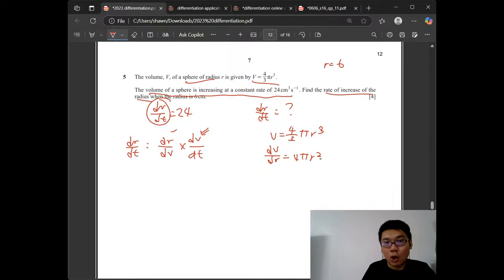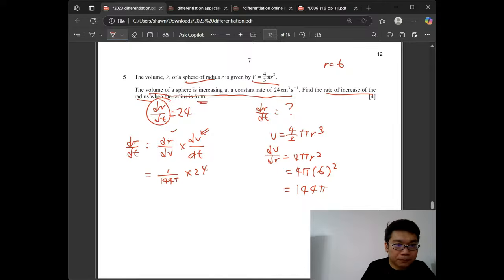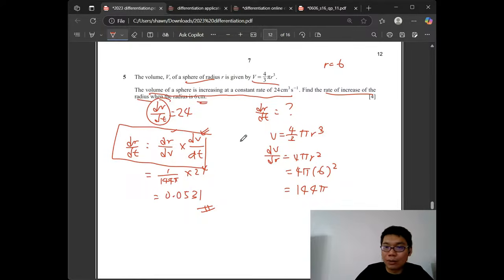And then the question says radius is 6. It's 144 pi. dV/dr is 144 pi. So dr/dV is 1 over 144 pi, times 24. So you should get the answer. Okay, so this answer is 0.0531. Quite easy lah, this is a 4 marks question. Just make sure you know this formula and find the information correctly.